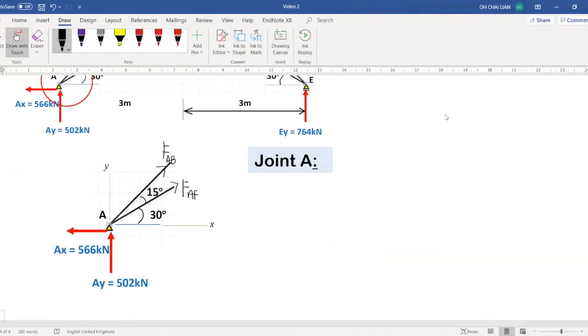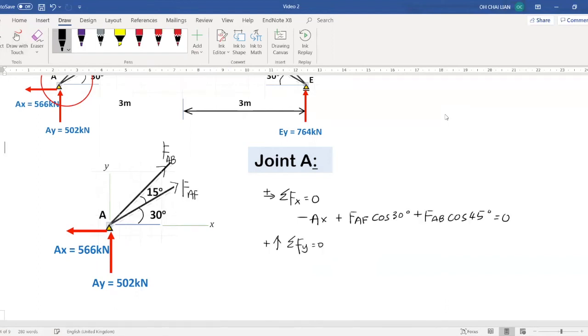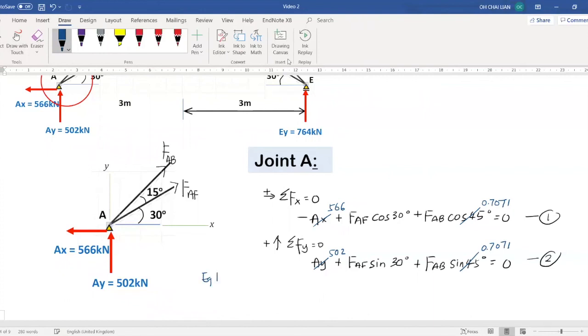It is good for you to recheck all the forces has been drawn in the diagram, and do not forget to include the support reactions. Then, we will apply the equilibrium equations, summation Fy and summation Fx, to solve for the forces. At joint A, two simultaneous equations are yielded and can be solved as shown.